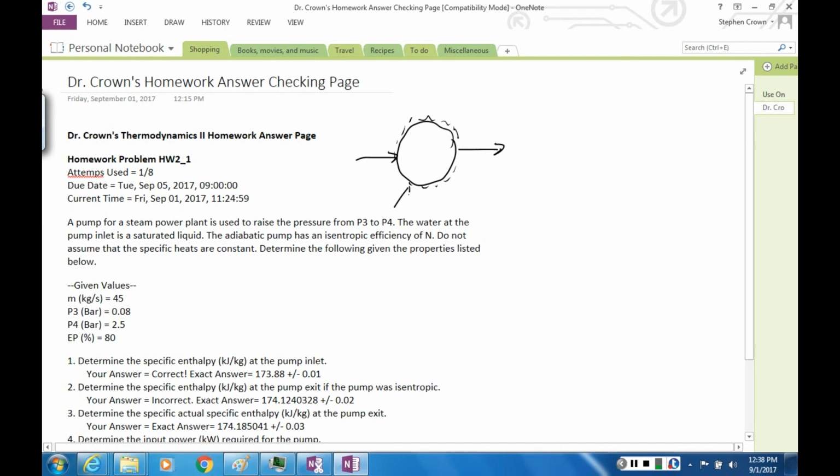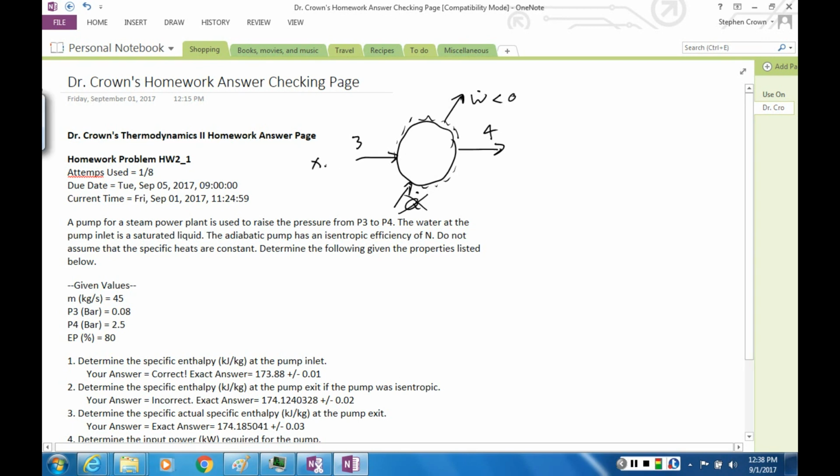And Q would be defined in and work positive out. For a pump, though, in this case, it's adiabatic, so Q is going to be 0, and our work, or power, will actually be negative, less than 0. Now, since we're talking about the input power for the pump, we'll report that as a positive value.